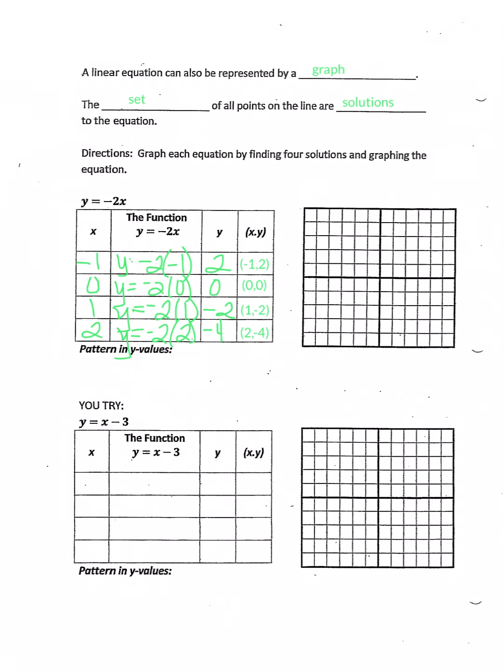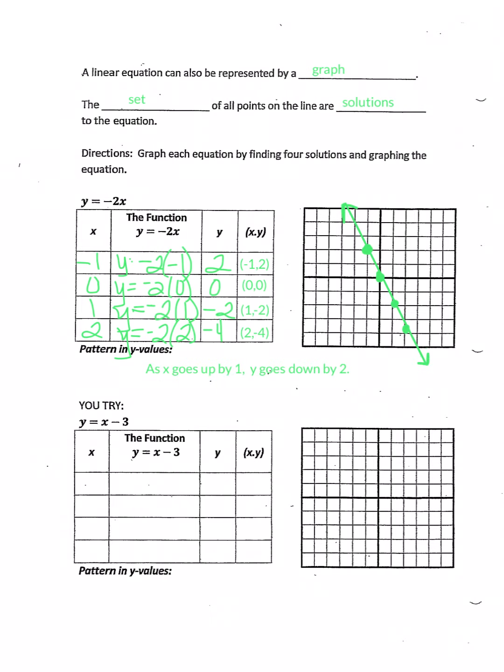Now that I've listed the ordered pairs, let's graph them. The first ordered pair is negative 1, 2. So I start at 0, 0, I go left 1, up 2, and I put a dot. My next ordered pair is 0, 0, right in the center there. Then I'm going to go right 1, down 2, and put a dot. And my last one is going to be 2 to the right and down 4. Then I'm going to take a ruler and connect these with a straight line.